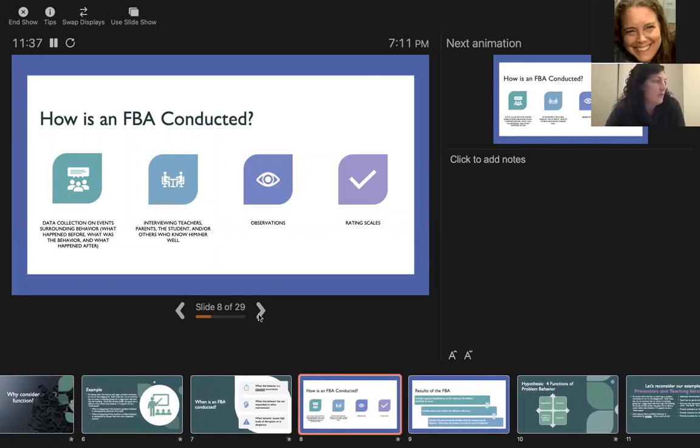So how is an FBA conducted? A number of things. One is data collection on events surrounding the behavior. This is commonly done with ABC charting. The A stands for antecedent, which can also be a setting event. The B is the behavior, and the C is the consequence. This is usually done by people who are there when the behavior is occurring. So I will usually ask teachers to chart a few instances of the problem behavior so that we can analyze the occurrence and the patterns there.